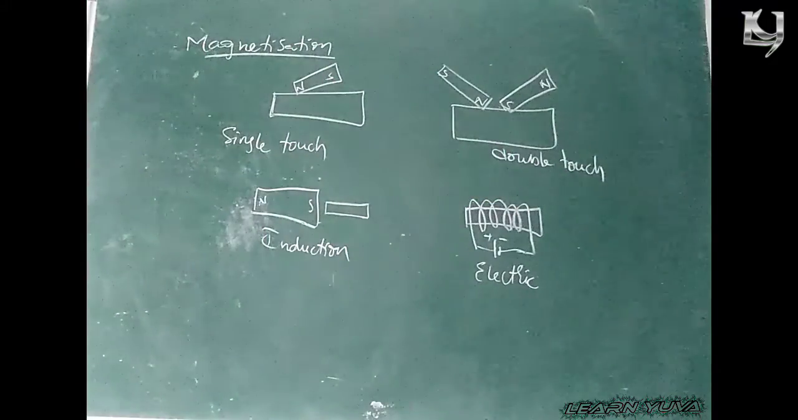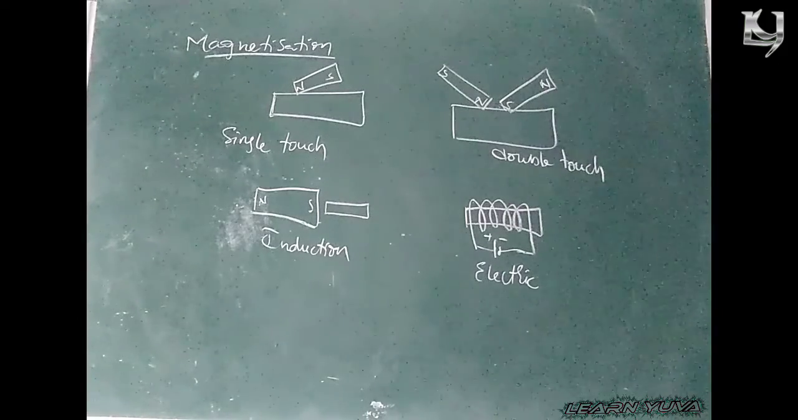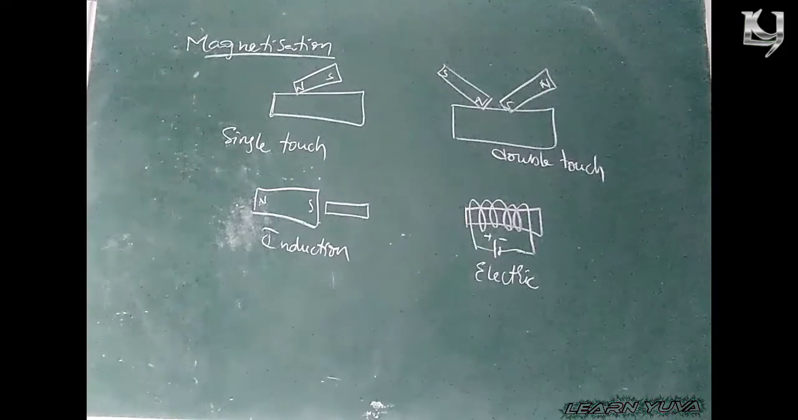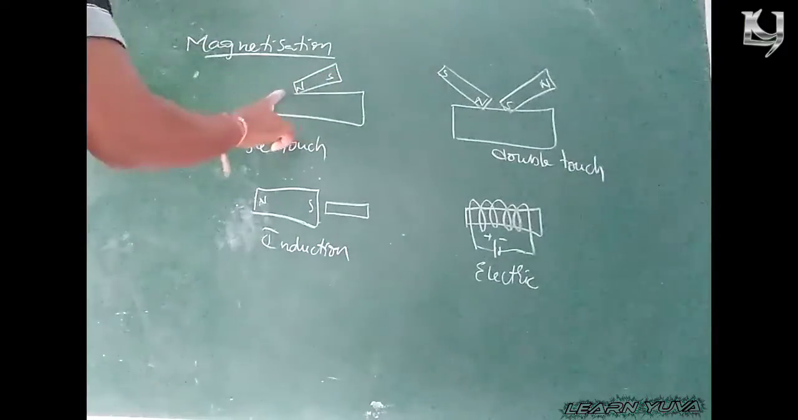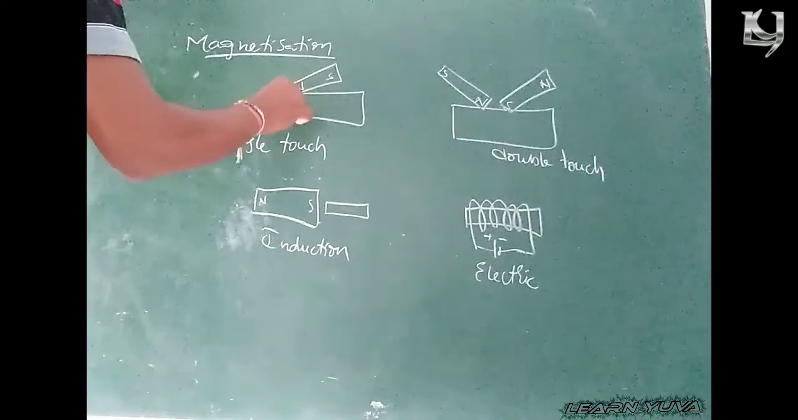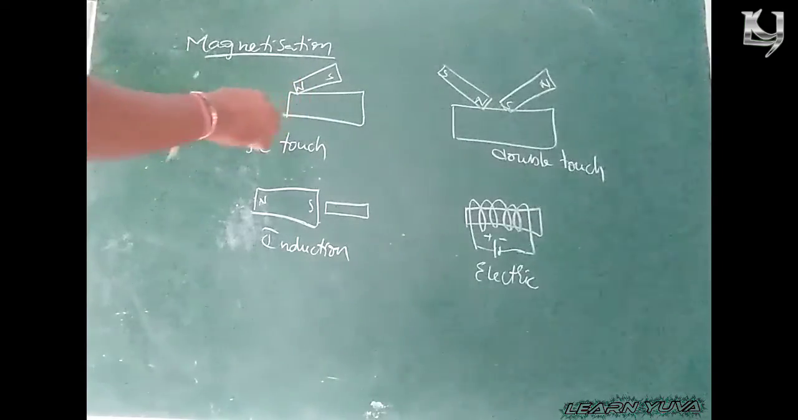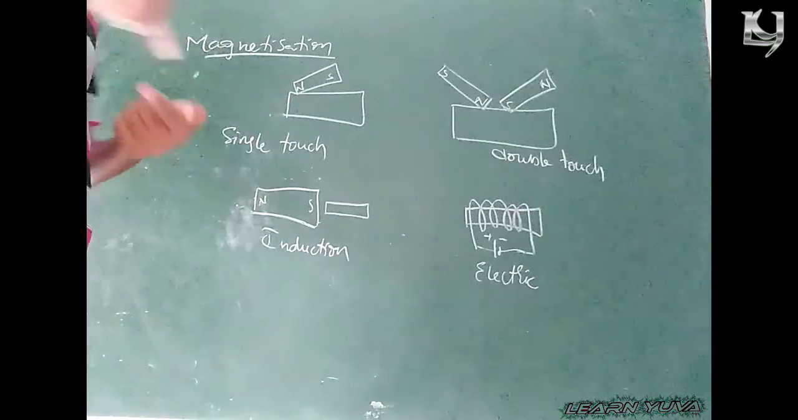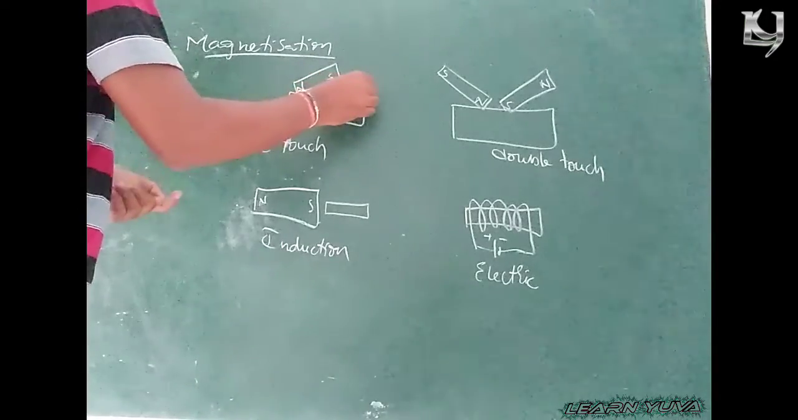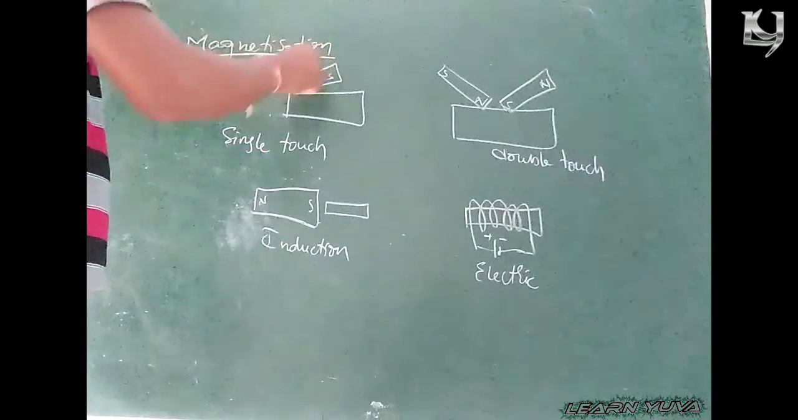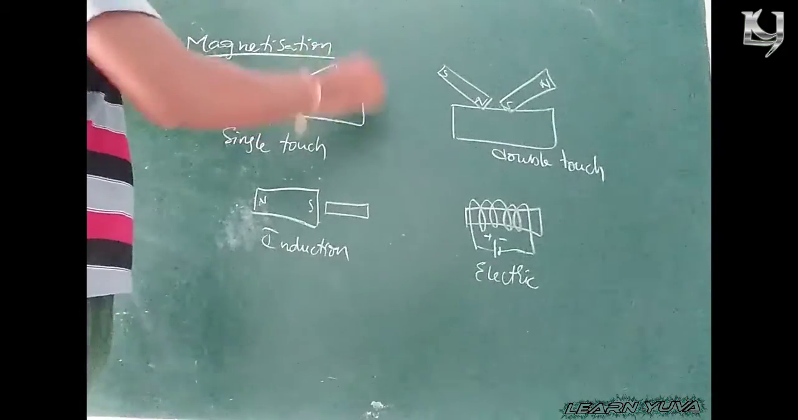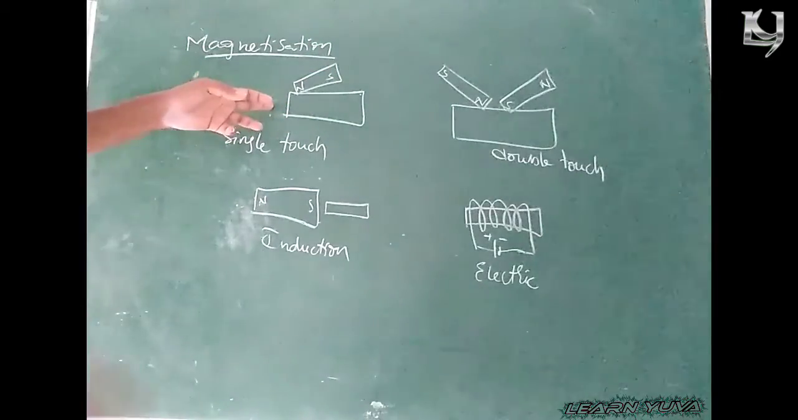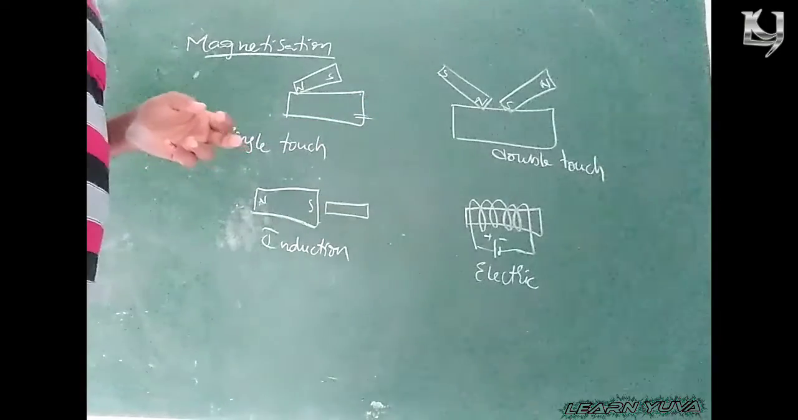In the single touch method, take a bar magnet and a magnetic material that we want to make into a magnet. Place the bar magnet at one end and drag it till the end, and lift it up. Again place it at the starting place and drag it to the end. If you do it several times, it acts as a magnet.